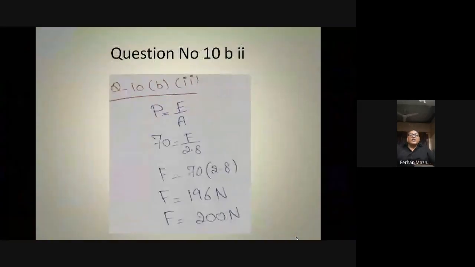So the pressure is equal to F by A. The pressure is 70 Newton per centimeter square, and the area there is 2.8 centimeters square. So F will be 70 multiplied by 2.8, and the answer will be 196 Newton, approximately 200 Newton.